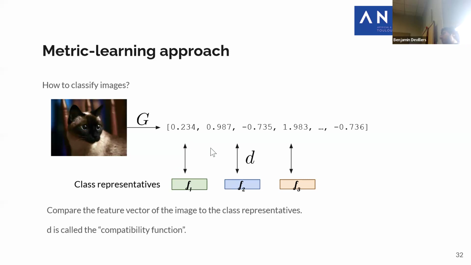And because D is doing a distance between an image and a class and actually looking at the compatibility of this image with each class, we call it the compatibility function. So it gives compatibility from this image, or representation of this image, to each of the class representatives. So the number you get is actually how compatible the two are. And the one that is the most compatible is the one with the lowest distance.